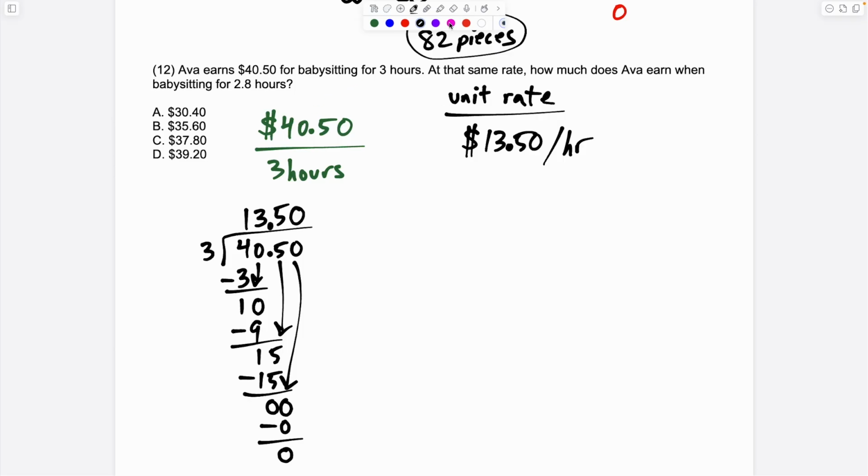So if we want to know at this same rate how much Ava earns when babysitting for 2.8 hours, we would multiply 13.50 by 2.8. We're going to multiply this out. But remember from before with multiplying decimals, we want to make sure that we set up the correct corresponding problem. There are 1, 2, 3 digits after the decimal. I'm going to move this over so we can set up the correct problem right next to it. So over here we'll do 1,350.